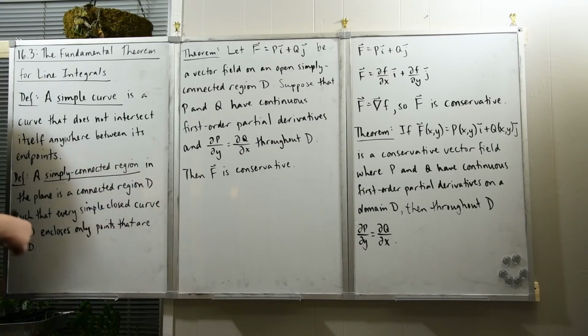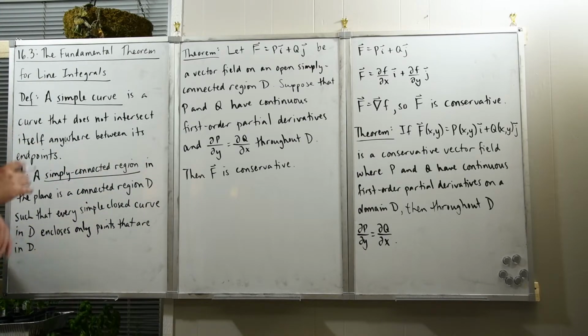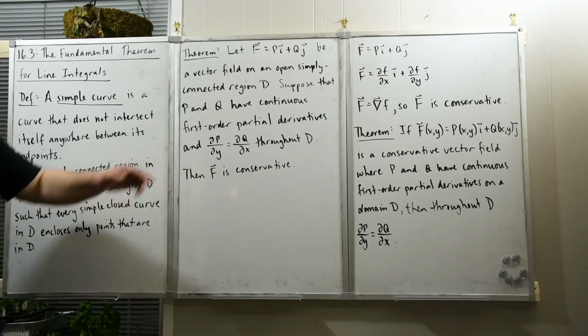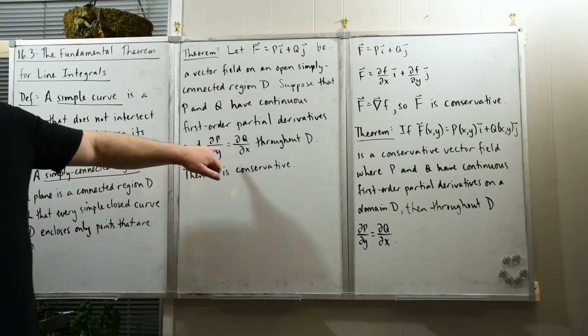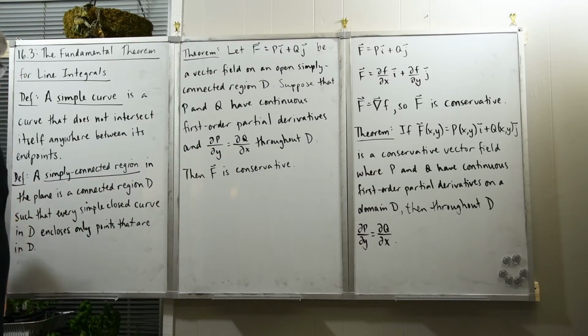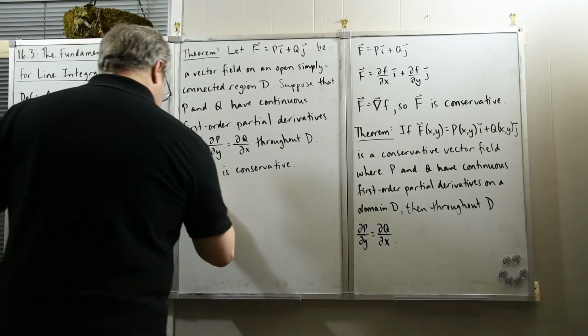All right, so once again, F is a vector field on an open, simply connected region D. Its components P and Q have continuous first order partial derivatives, and partial P with respect to y equals partial Q with respect to x throughout D. And F is a conservative vector field. So let's take a look at some examples.